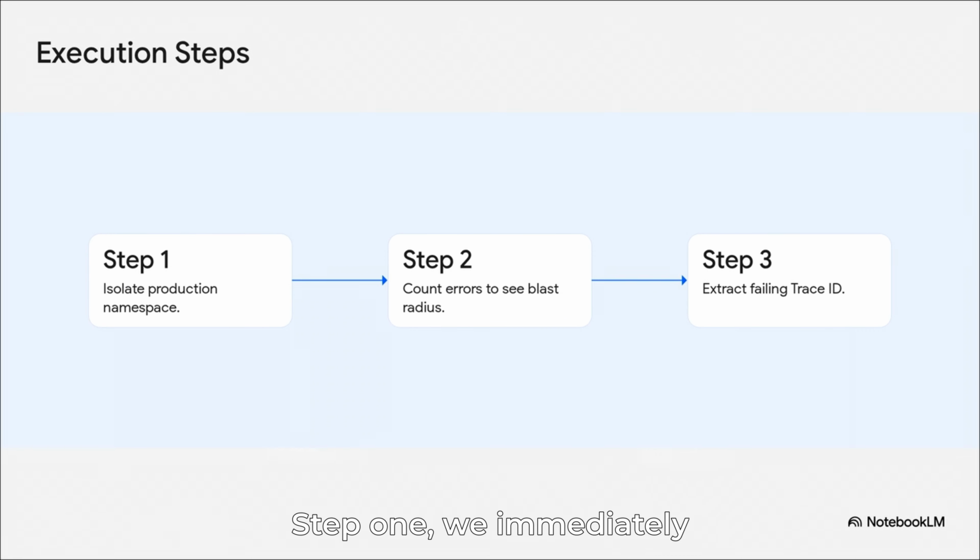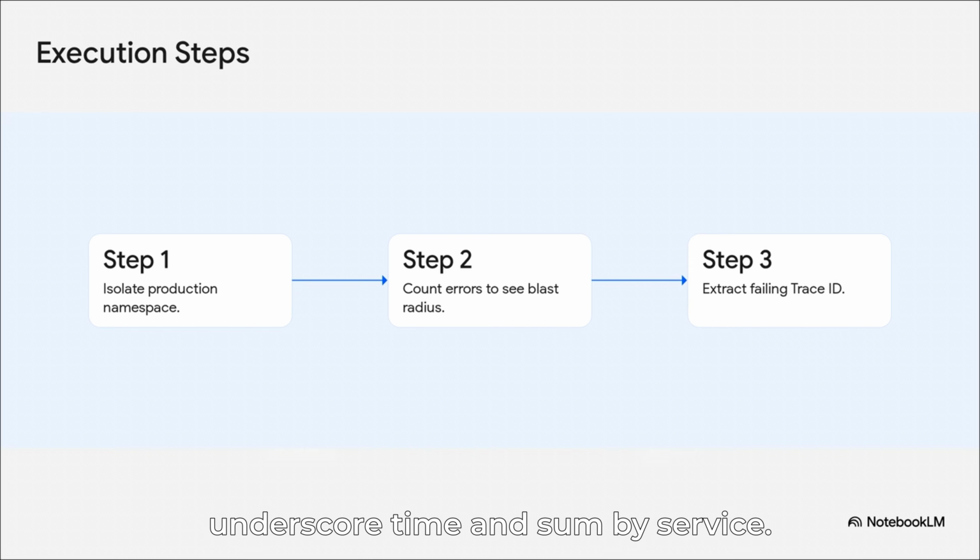Step 1. We immediately drop in Query 1 to define our stream selector, isolate the production namespace, and filter out the staging noise. Boom! We instantly see the payment service is throwing warnings. Step 2, we pivot to Query 5. We wrap that stream in count_over_time in sum by service. Immediately, we see the error rate for payments spiking from 0 to 500 per second.